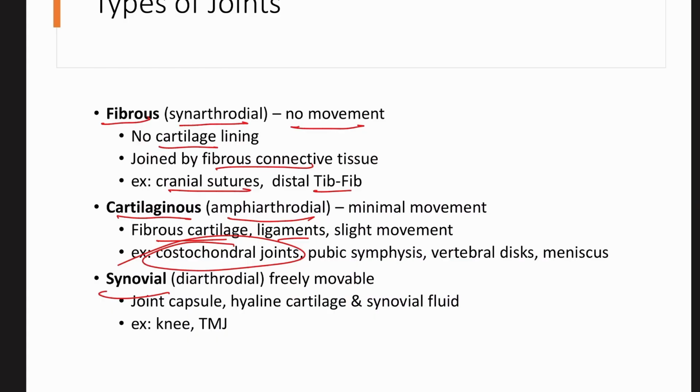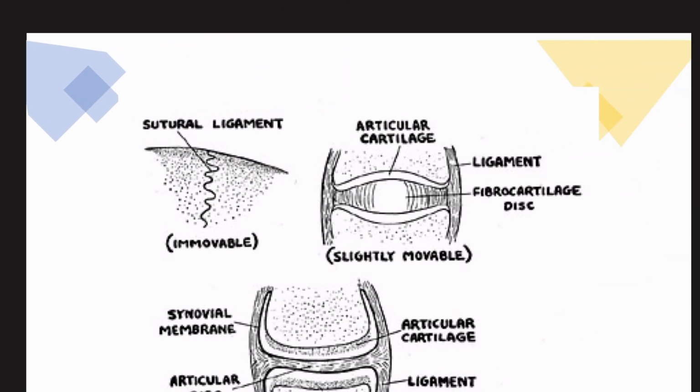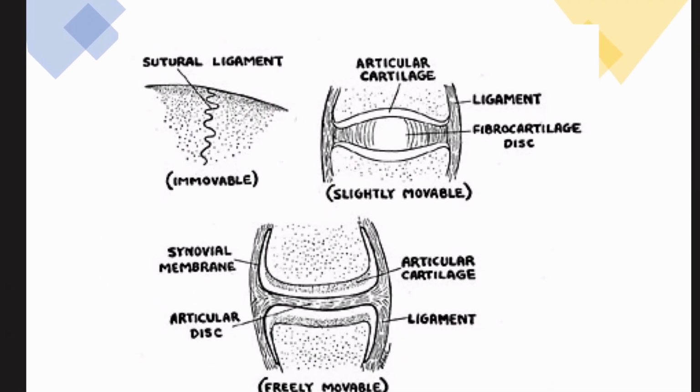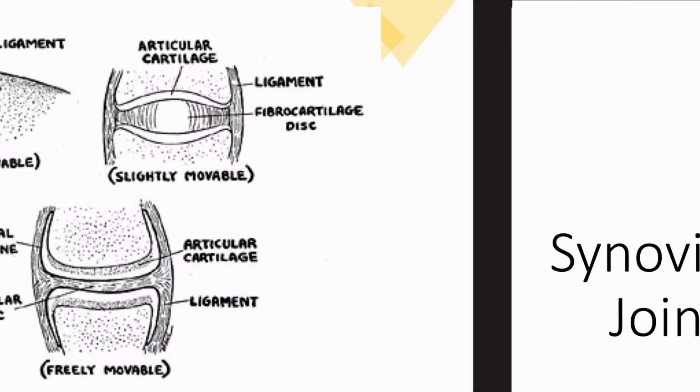Last type of joint is synovial. This is the freely movable one, so you guys do your whole dance. When you do range of motion, you're testing these types of joints. Has hyaline cartilage, has synovial fluid, and that's why they're called synovial joints. The synovial fluid is like the liquid that provides lubrication in the joint to allow it to move freely. So knee, your TMJ, and so forth. So it's just, again, graphical, showing you the different types of cartilage and the different types of joints, and where cartilage is present and where it's not.